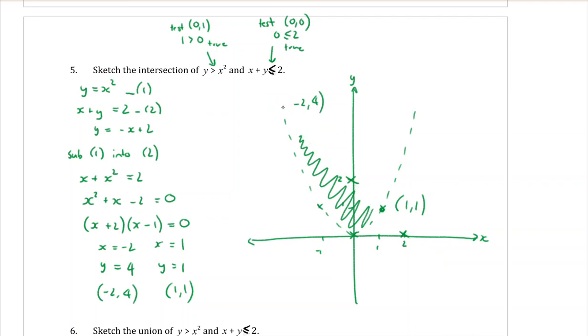Although, wait a sec, don't do those dotted. I should draw that as a line again. I should have drawn solid lines. There was one more thing I had to talk about.